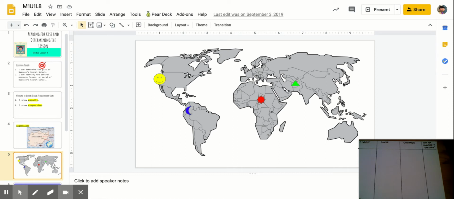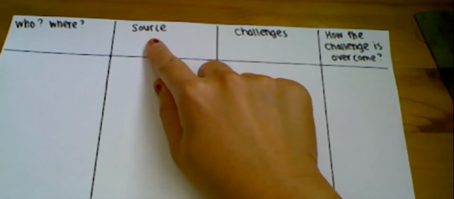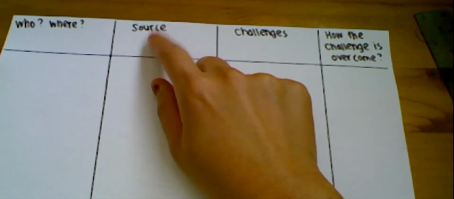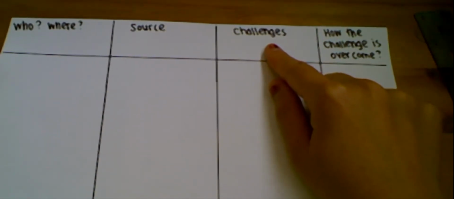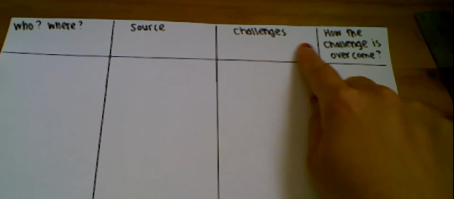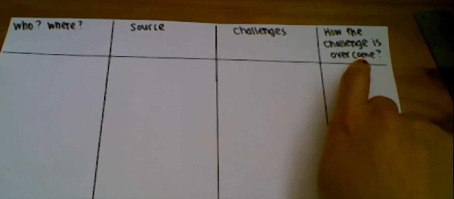Okay, so now I'm going to make my document camera bigger because I want us to do a review. We've been working on the who and the where, the source, that means what's the name of the book, what were the challenges that the author or the character in the story faces, and the last one is, how did these characters overcome their challenge? So I wanted to do a review with you.